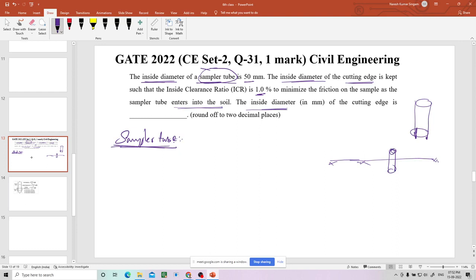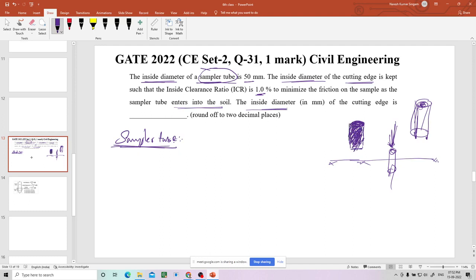It will be sent inside with some pistons, some hydraulic jack systems. Then what will happen? Soil will be entering, it will cut the soil and take a soil sample in the form of a solid cylinder. Now after taking out the sampler, which is the steel tube, a hollow cylinder, the soil is completely filled inside. That soil is taken out, and the soil looks like this at the end, because it is so solid. This is the soil which will be taken out at the end from this sampler tube.